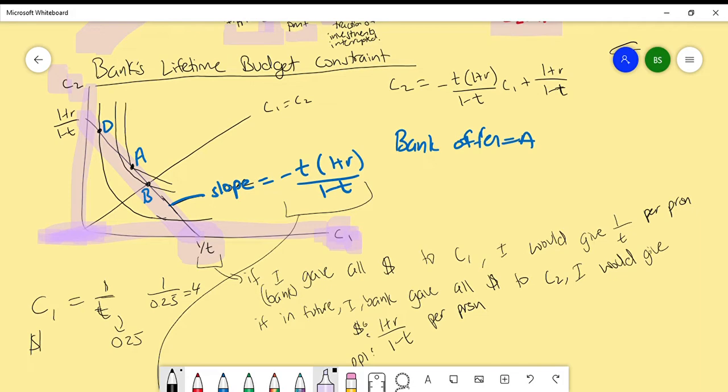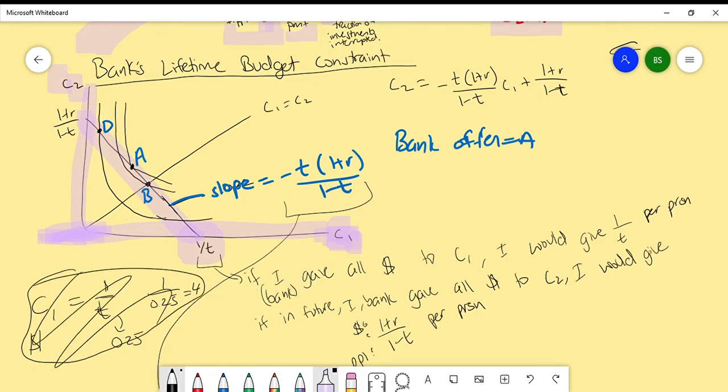So basically, okay, I think it's fine. Yeah, I was mixing up stuff. Right, because t isn't the number of people, it's the percentage of people that are early consumers.